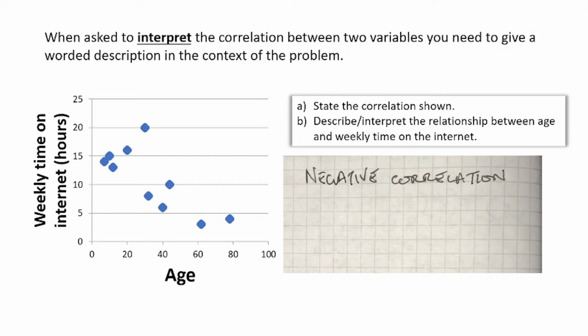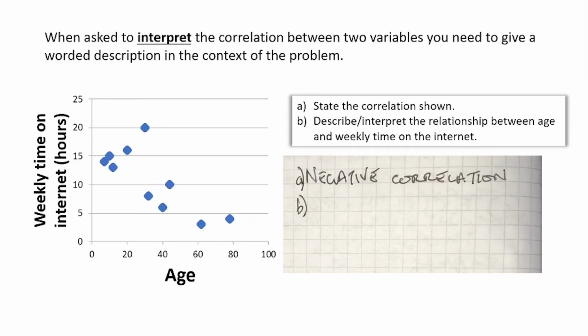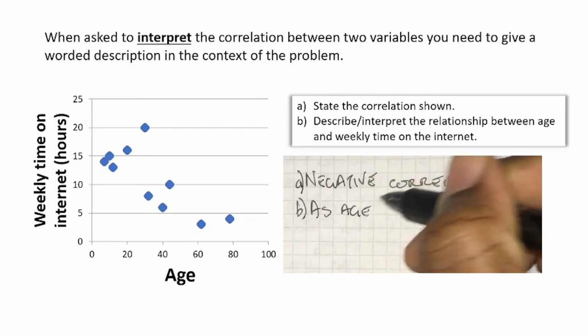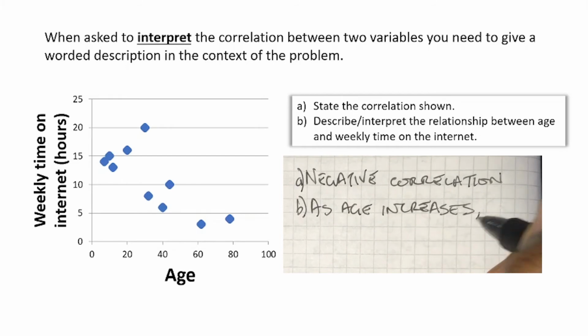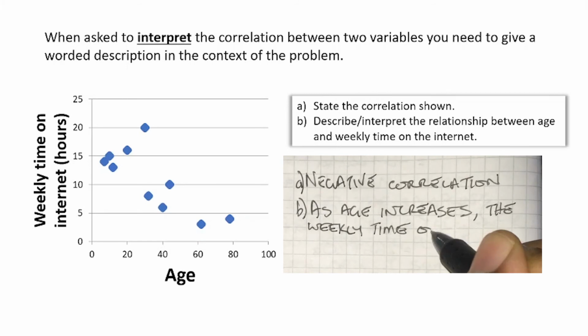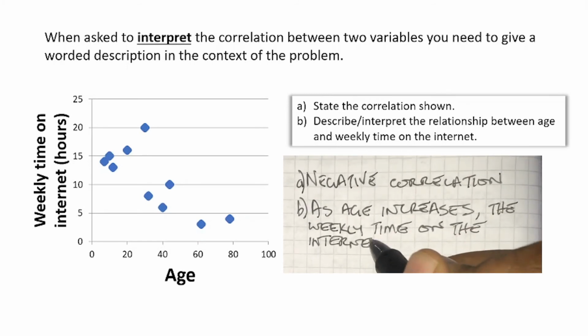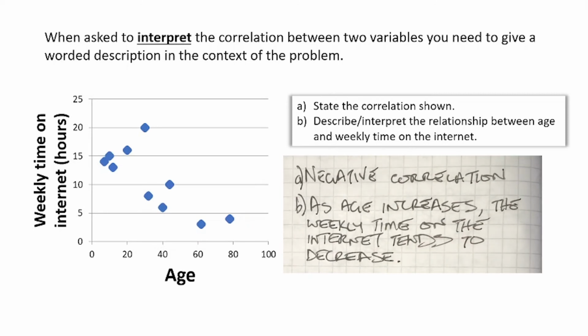So responses like weak positive, strong negative, moderate positive are going to be acceptable if you're asked to state the correlation. You will also be asked to interpret the correlation, and here you just need to include some context. So here we've gathered some data from a sample of people where they were asked their age and the weekly time they spent on the internet. We know we have negative correlation, and if we're going to describe the relationship between these two variables, we can say that as age increases, the weekly time on the internet tends to decrease. So just making sure you're referencing both of the variables and you're talking about the increase and decrease pairing between them.